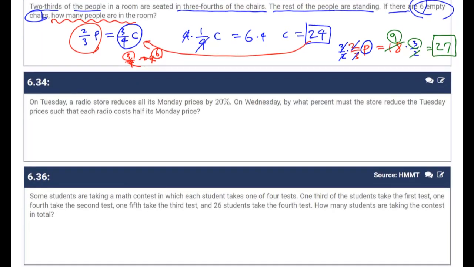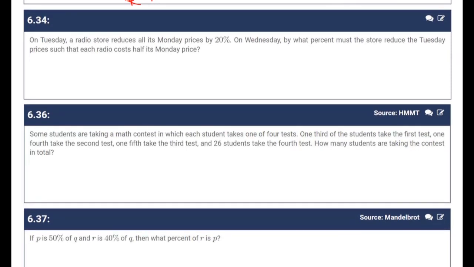Now, 6.34 might seem a little harder, and it's talking about reducing price by 20%. Sounds similar? I guess I'm going to use 1 plus or minus R. 1 plus R for percent increase. 1 minus R for percent decrease. What is this good for?